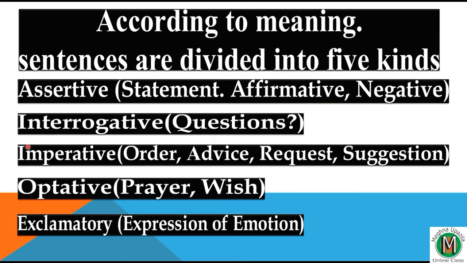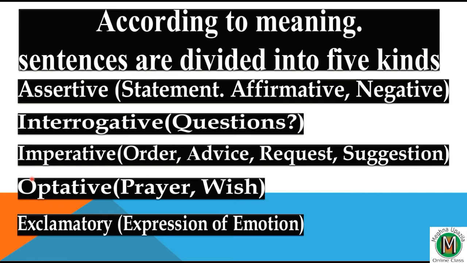The next one is interrogative sentence. By interrogative sentence, we mean asking something of others for learning something, that is a question, and we clearly identify the sentence by observing the question mark after the sentence. Dear learners, the third one is imperative sentence. By imperative sentence, we can understand that it expresses order, advice, request, suggestion, etc.